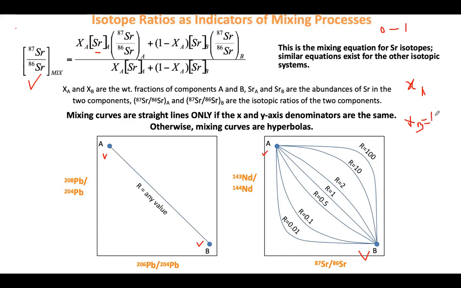One minus XA, isn't it? One minus XA. Okay, if you take it as a ratio, right? Ratio representation. So that is what you have written here, right? Actually, this is the XB composition. This is the composition of XB, right? This is equal to XB.